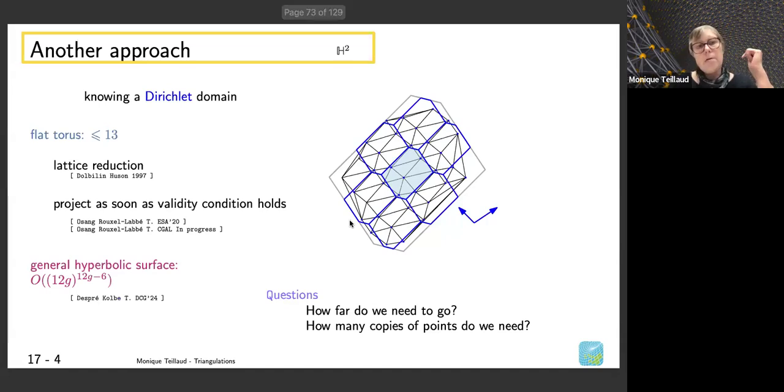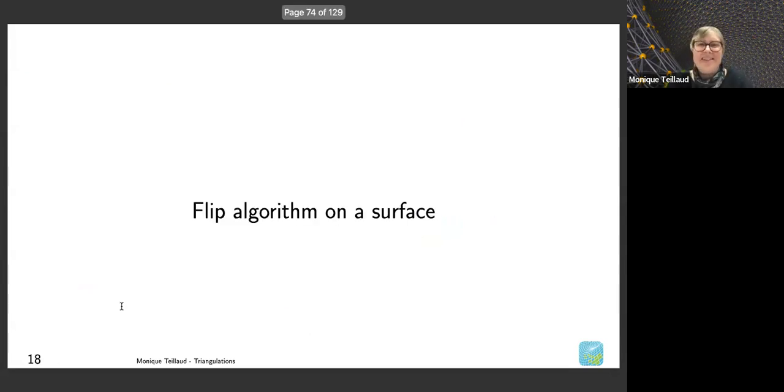But in the hyperbolic case, the bound that we have is what I showed, 2g to the power of 2g minus 6. So it's huge. It's a huge number. And of course, we are not going to implement it. So it's a theoretical bound, and that's all. So we need to find something else. So actually, we go back to the flip algorithm in that case.